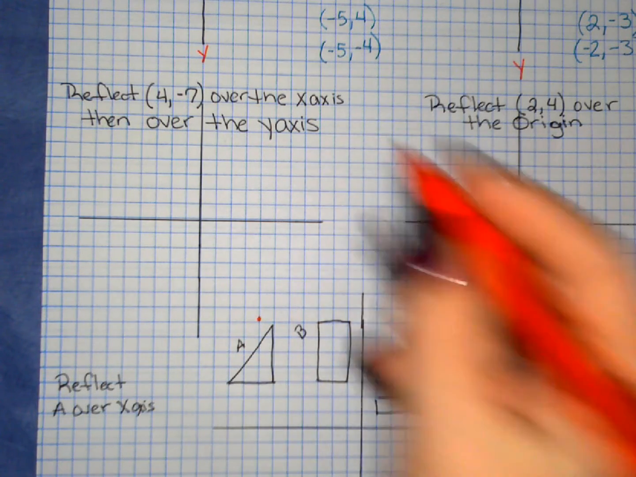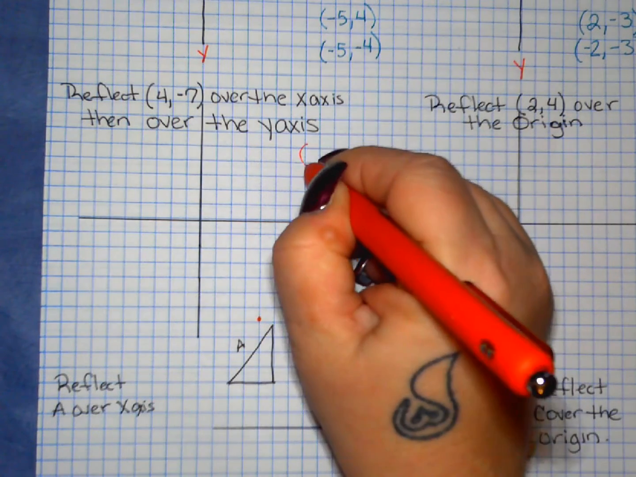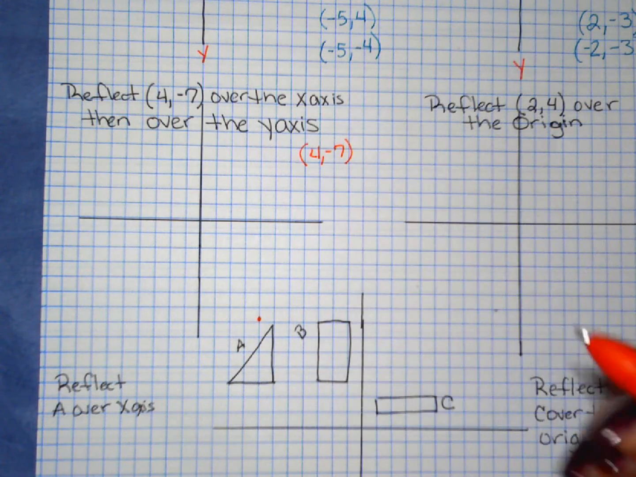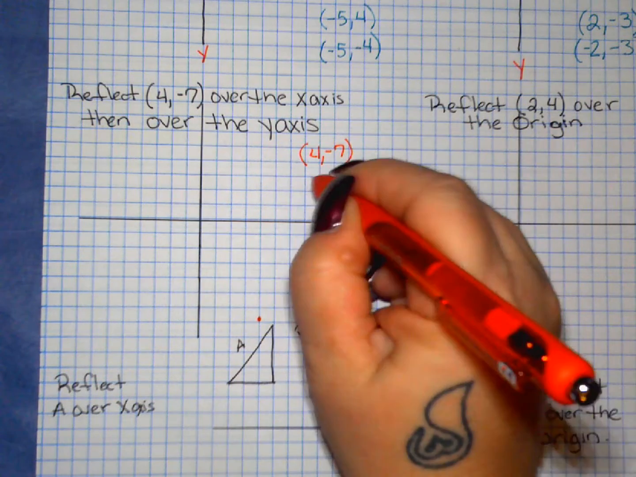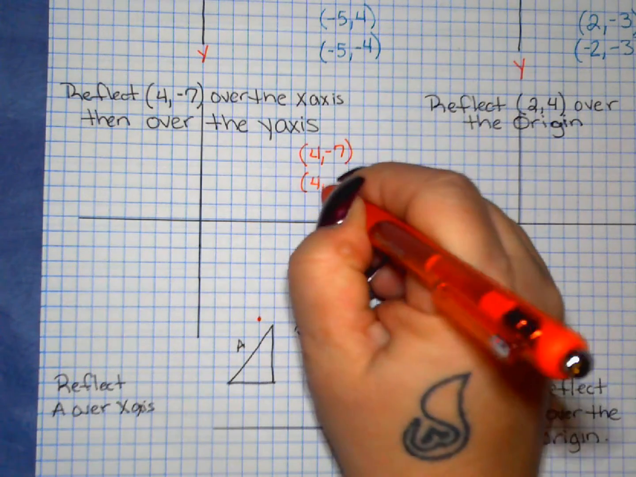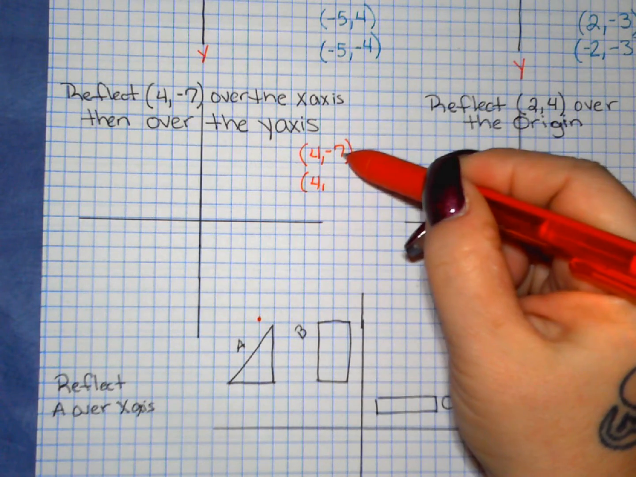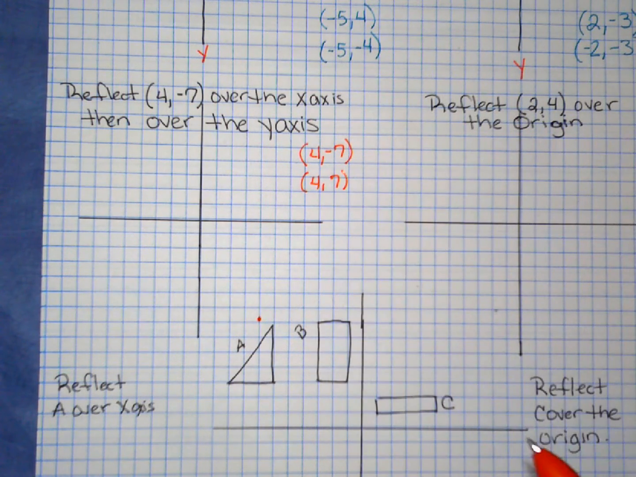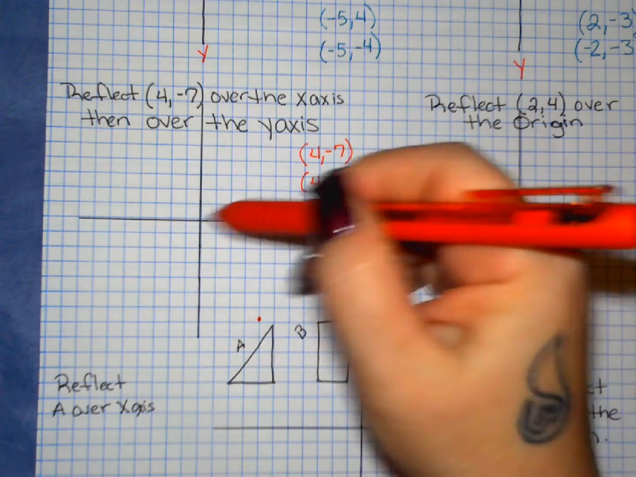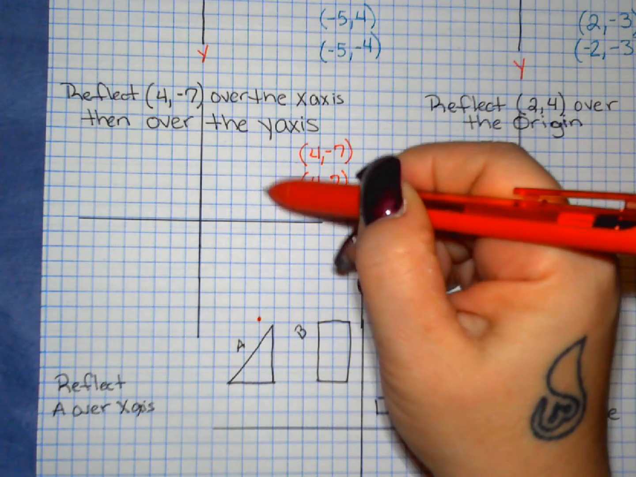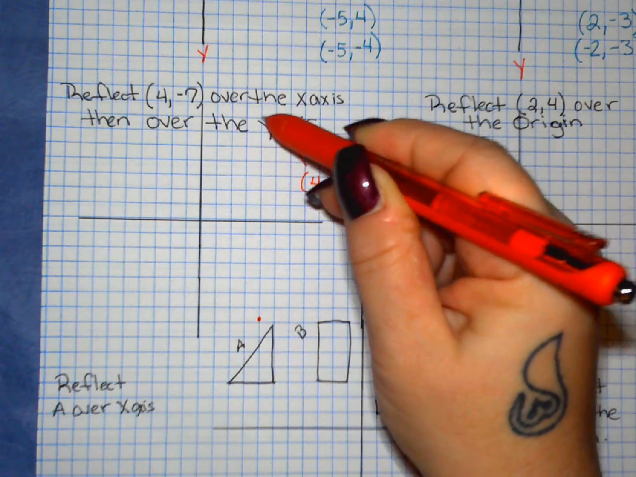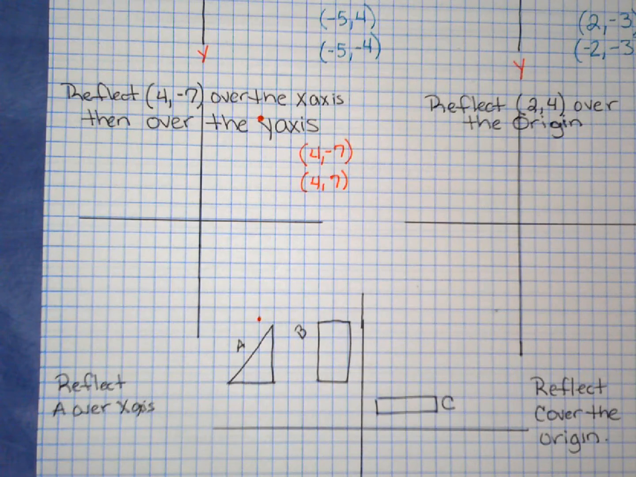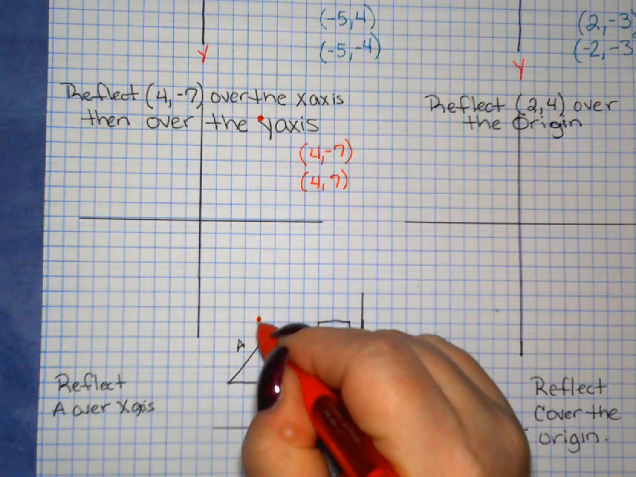And now it says to reflect it over the x. So remember, my initial point was (4, -7). And if I'm reflecting it over the x, that means my x is not going to change, and I'm going to change my y to its opposite. So it's 7. So now I'm going to go 4 and 1, 2, 3, 4, 5, 6, 7. So my reflection is right here. Okay, so here's my original. Here's my reflection.